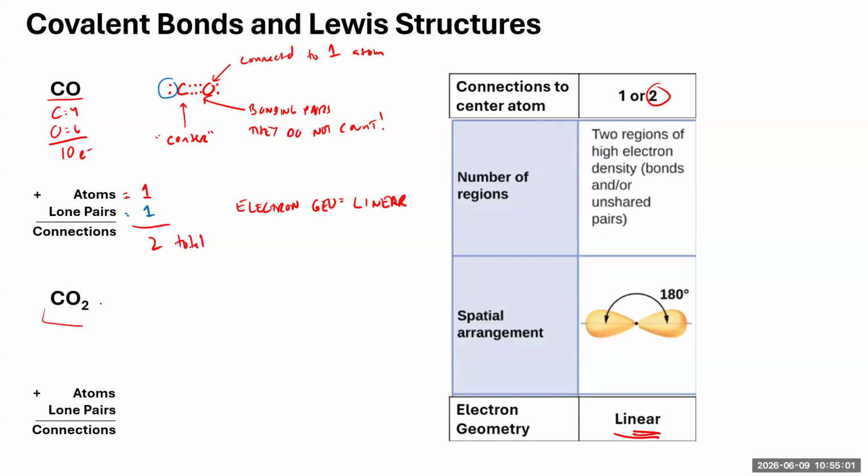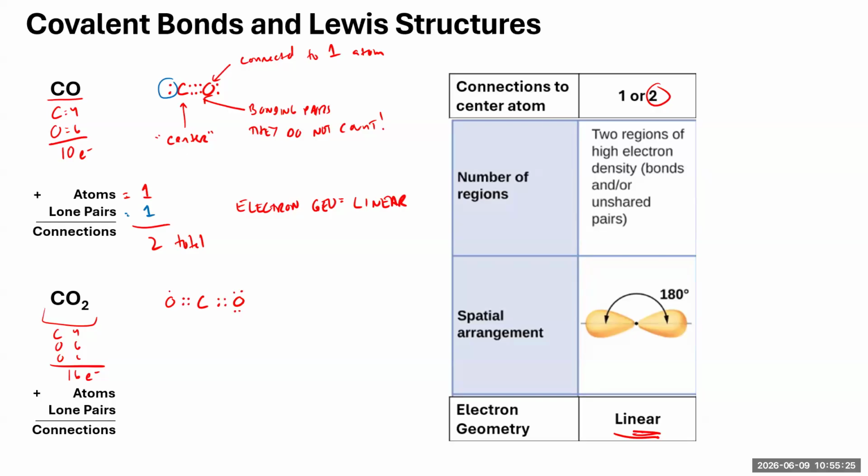All right, let's do CO2. So carbon, oxygen, oxygen. We have 4, 6, and 6, so 12 plus 4, 16 electrons total. The only way to draw this symmetrically, right, is going to look like this. And let's finish it up.